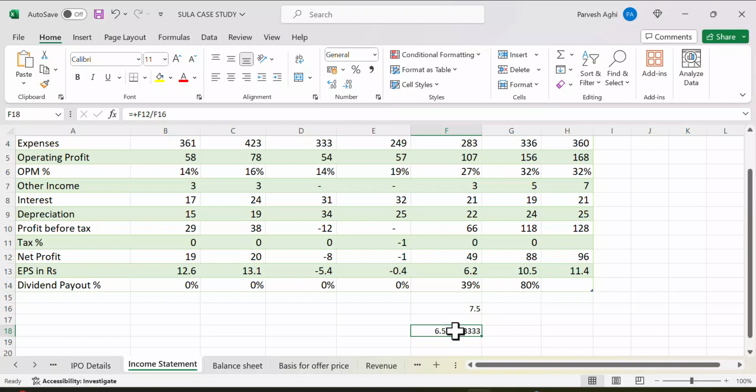Suppose the company has issued options. That means they have issued convertible debentures, for example, which after 2 years are going to become shares. So till today they are not part of the shares of the company, but after 2 years they will become shares of the company.